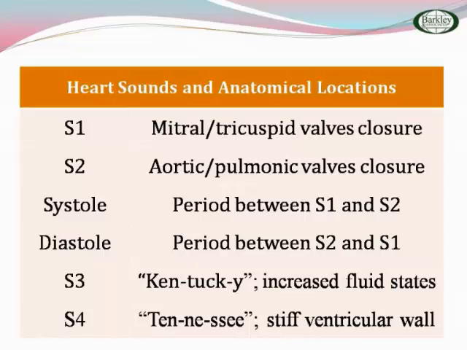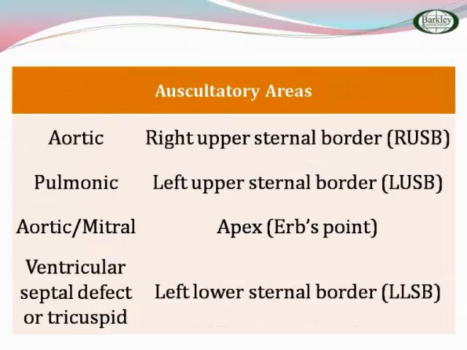S3 is Kentucky, increased fluid states, and S4, Tennessee, stiff ventricular wall. In a very well-trained athlete, like a child that is a track star or something like that, you might get an S4 that would be normal in that particular condition. But they're not going to ask you anything specifically, because most of the time an S4 means that it's really a stiff ventricular wall. We also know that aortic and pulmonic sounds are very important.